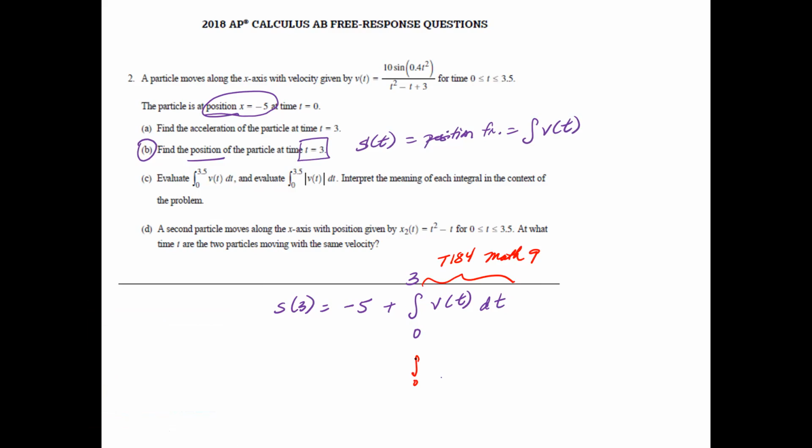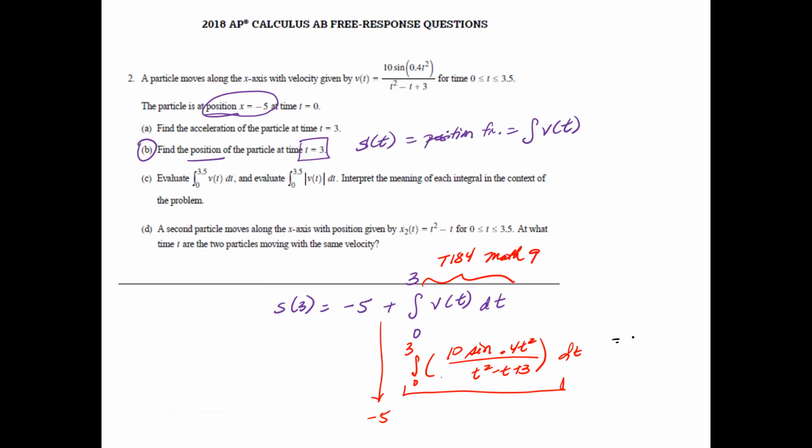And you're going to put in 0, 3, and then in the box here, you're going to put in 10 sine 0.4 t squared divided by t squared minus t plus 3 dt. But in this case, it's going to be dx in your calculator. And whatever you get from here, make sure you subtract the 5 with it.